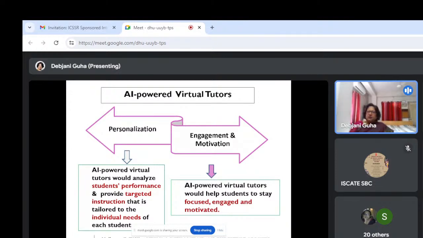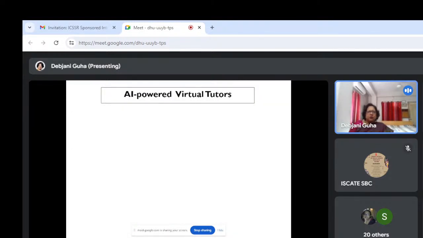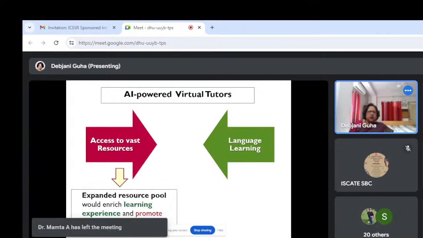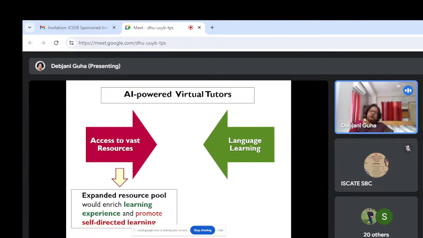This is also a very key aspect of the AI-assisted constructivist theory, that it improves learning by keeping students engaged and motivated. And another thing I want to tell about, 2 things, that is AI-powered virtual tutors will help with access to vast resources, and then language learning. Basically, AI-powered virtual tutors will provide students with access to vast educational resources and materials, including multimedia content, interactive simulations, online quizzes, assessments, and so on. This expanded resource pool would enrich the learning experience and will promote self-directed learning, I think.